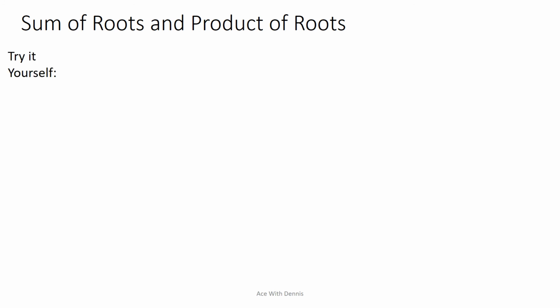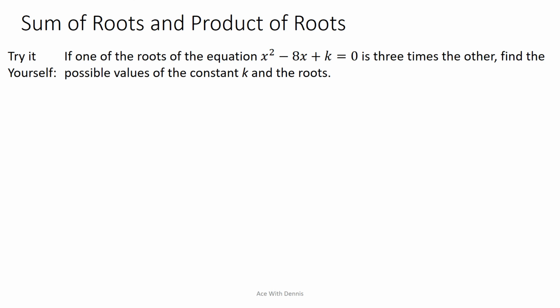Now you can try this similar example yourself. If one of the roots of the equation x squared minus 8x plus k equal to 0 is 3 times the other, find the possible values of the constant k and the roots. You can pause the video and try to do it yourself.